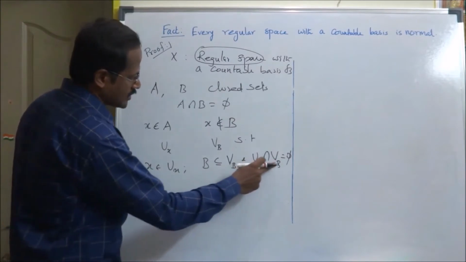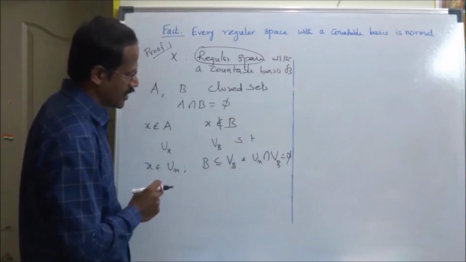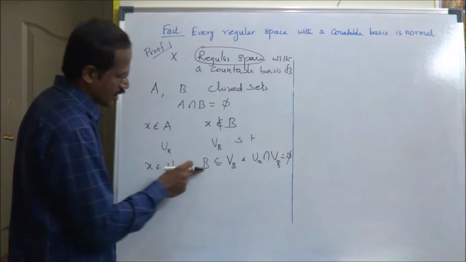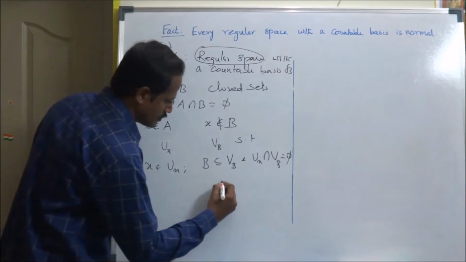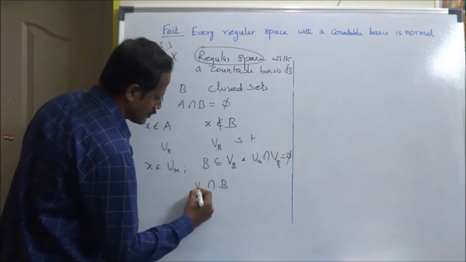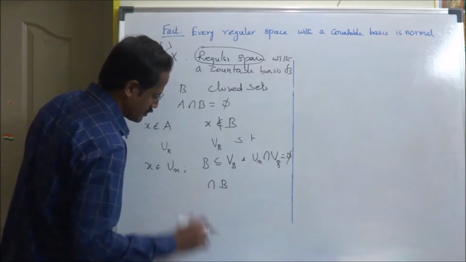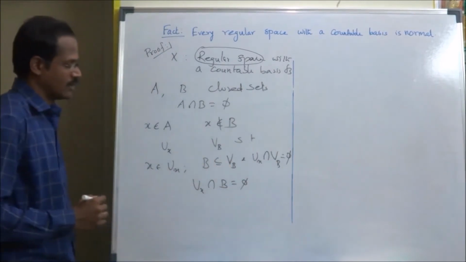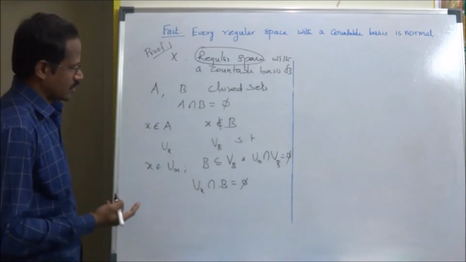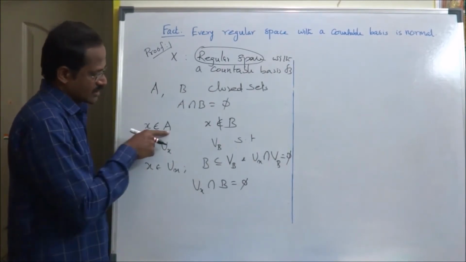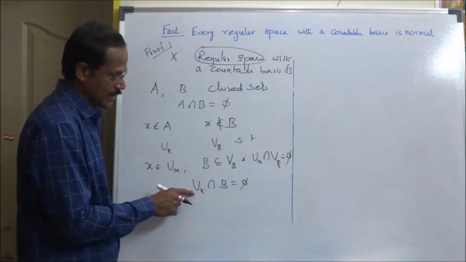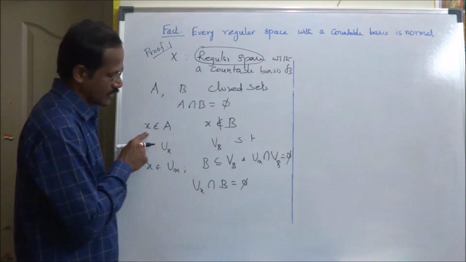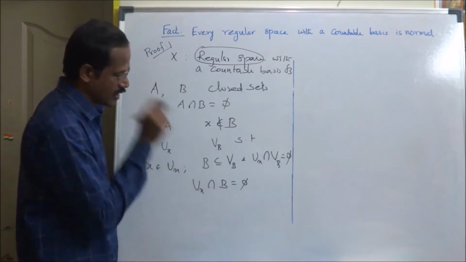Now, because Ux intersection V_B is empty, this Ux will not intersect B also. Ux intersection B is empty. So what it means is, to each x in A, there is a neighborhood Ux containing x which is disjoint from B.